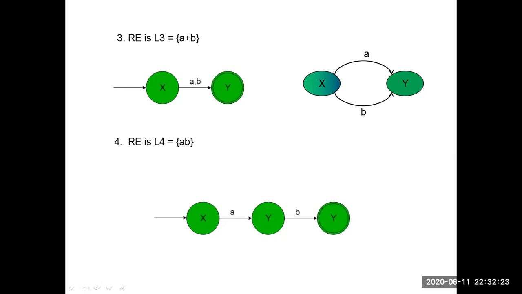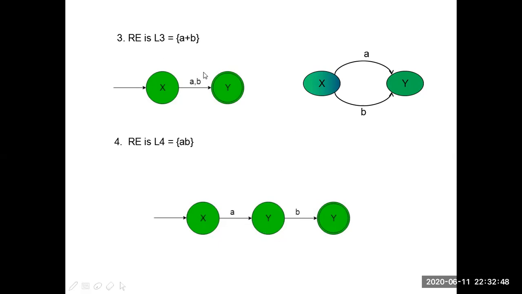Okay. See, from X, after reading A, it goes to the state Y. After Y, it reads B. Whenever B came, then only it will go to the final state. X to Y, Y to Z. Then only it will go to the final state Z. A must always be followed by B, then only it will go to the final state, since the expression contains only one string, AB.